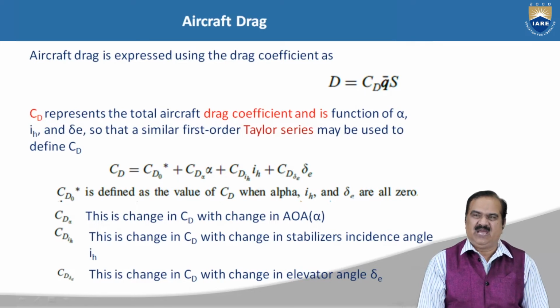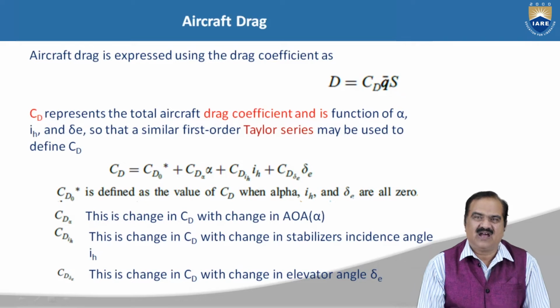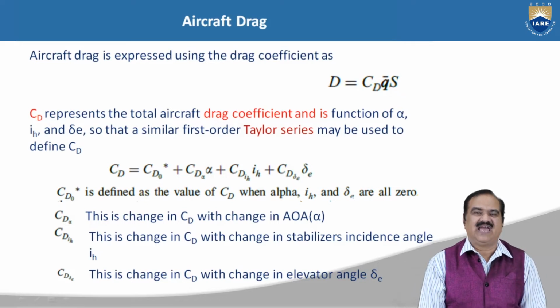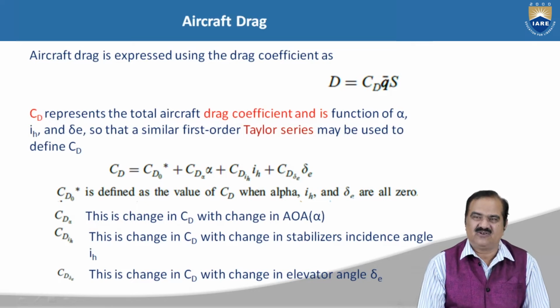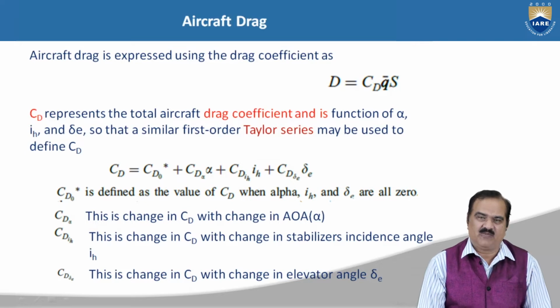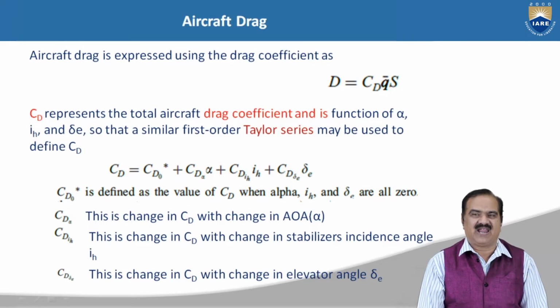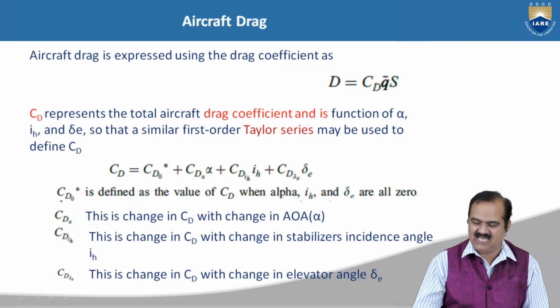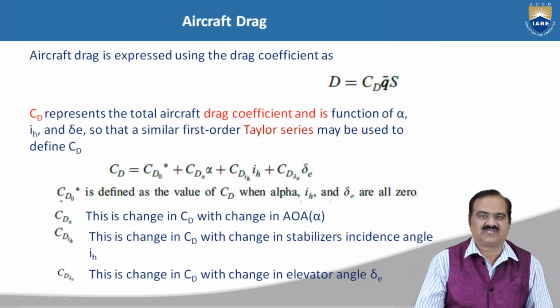So this is the change in coefficient of drag with change in elevator angle, that is delta E. So these three parameters, CD is a function of these parameters: the angle of attack, the incidence angle of the horizontal tail, and the deflection of the elevator. So if you want to calculate the total coefficient of drag, we should know all these 4 parameters, and then we can easily calculate it.